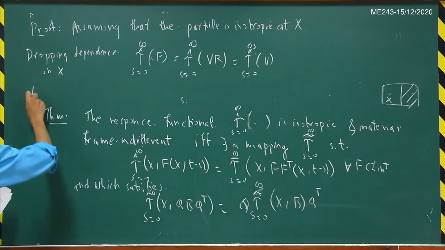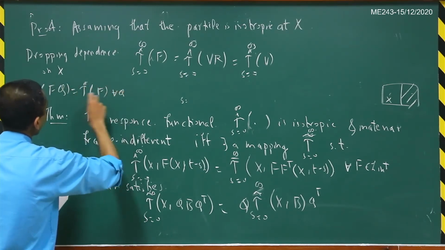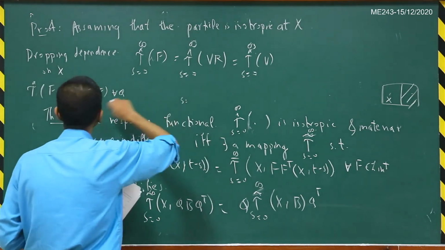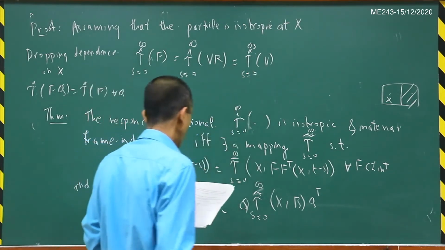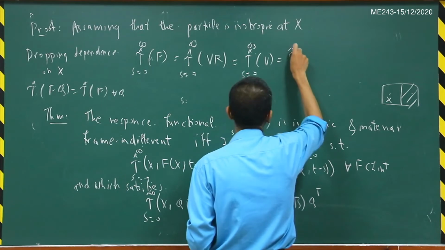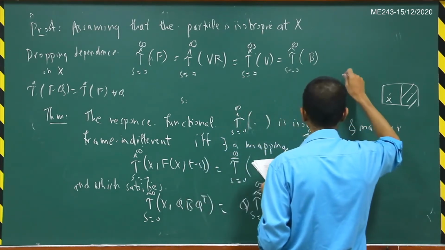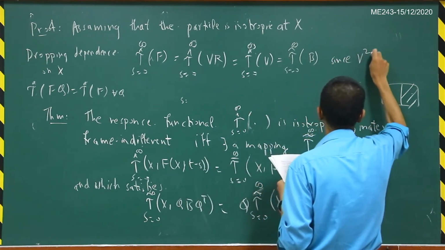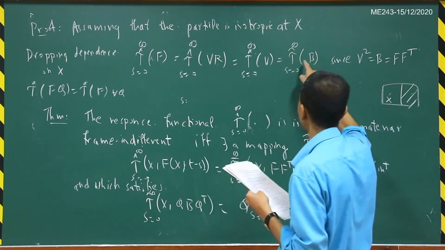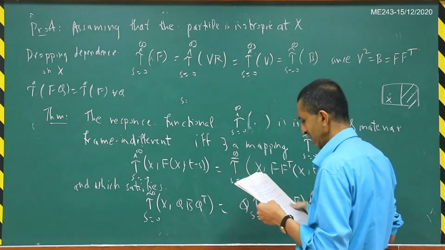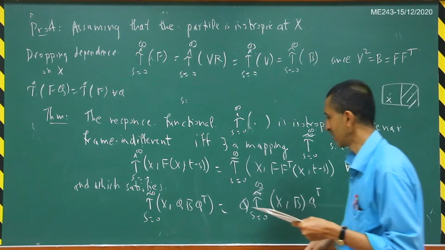If you recall, we said that tau hat of F Q is equal to tau hat of F for all Q. Because the properties are the same in all directions, here this Q plays the role of this R, and because of that we get tau hat of V itself, which is equal to tau tilde of V, since V squared is equal to B. So we can write it as tau tilde of V itself. Now let us show the other property that tau tilde has to satisfy. Let us prove that now.